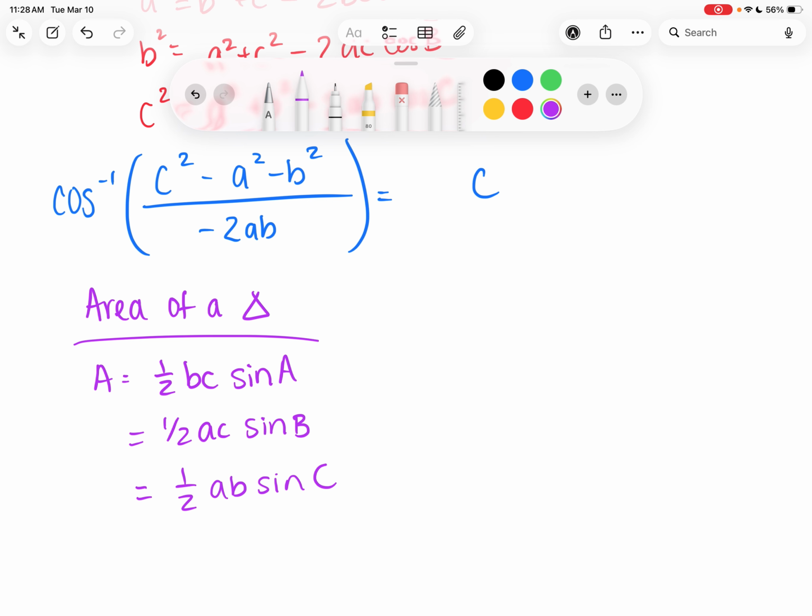Are we going to do Heron's area formula? Yes, we're about to do that.